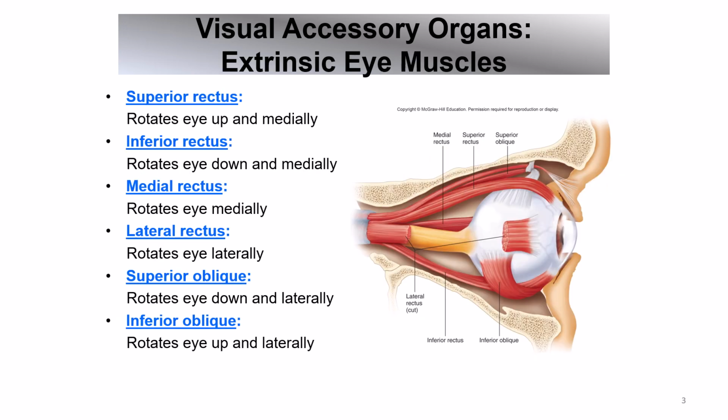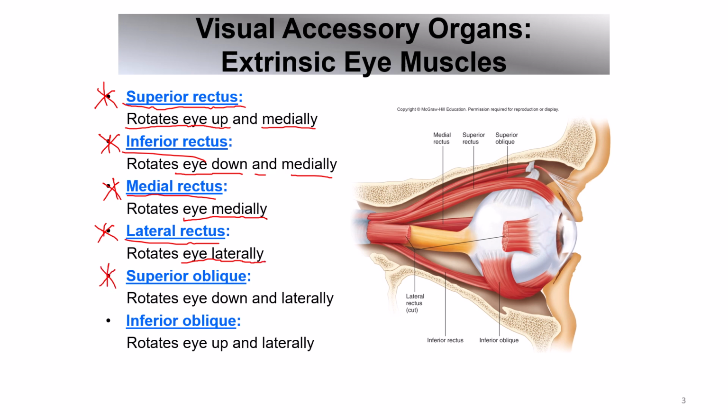Here are the muscles that move our eyeball. Note that the superior rectus muscle, this rotates the eye up and medially as well. Inferior rectus, this one moves the eye down and also medially. Medial rectus, this one's easier. This moves the eye medially. Lateral rectus moves the eye laterally. So that also goes with the name.